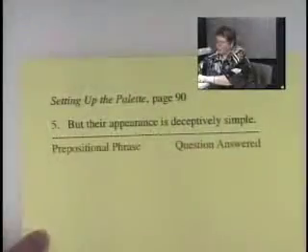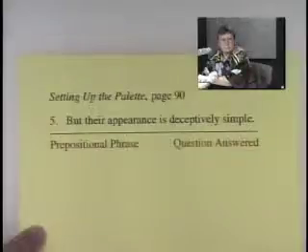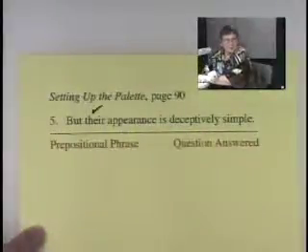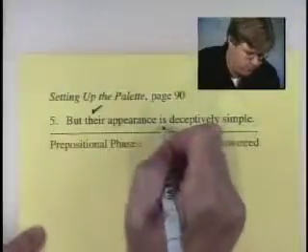Let's try this one. "But their appearance is deceptively simple." This is nice and short, that's a good thing. Jerry, where's your subject? What isn't there? I don't think it's there, and I'm going to call that strike one. I'm going to go to the verb. Where's the verb? Is. I'll take that for sure.